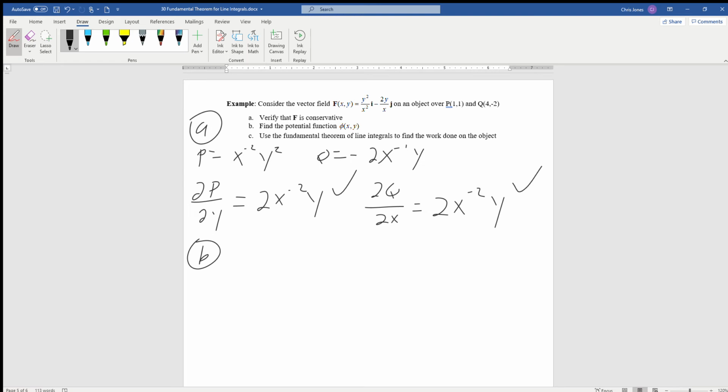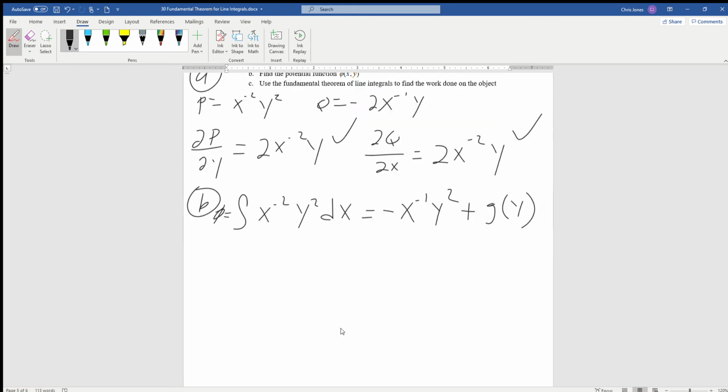All right, so we're going to integrate our good old function P, because as we've seen several times, P is really phi sub x. So we're going to integrate x to the minus 2 y squared with respect to x, and that's going to help us to be able to find what phi is. Now in this case, we're going to add 1. We're going to divide by the new exponent, so that's negative x to the minus 1 y squared plus some function, which we're going to call g of y. It's going to be a function of integration.